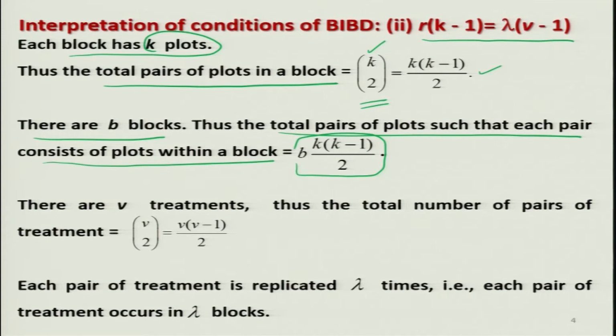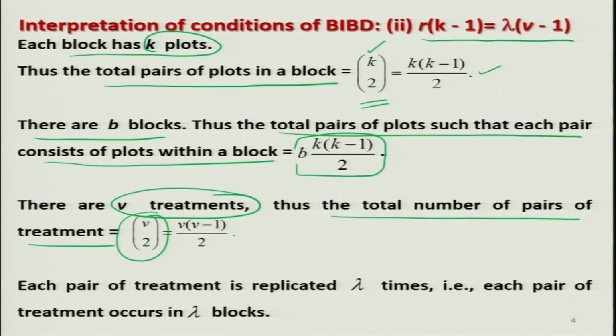Now, we try to understand that since there are V treatments, the total number of ways in which you can choose 2 treatments out of V treatments is going to be V choose 2. So, the total number of pairs of treatments will be V choose 2, which is equal to V into V minus 1 by 2.